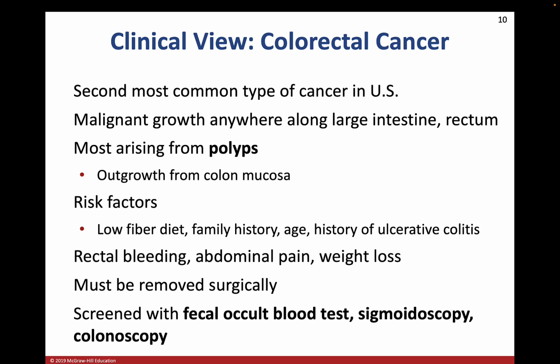Generally, it has been recommended that people over the age of 50 have regular colonoscopies. But now, due to the rise in colorectal cancer in a younger population, these guidelines are actually being looked at, and we're starting to see colonoscopies being recommended for younger individuals.